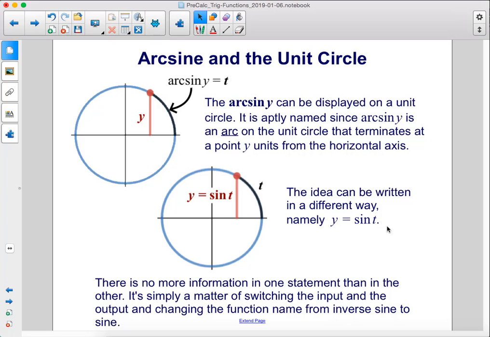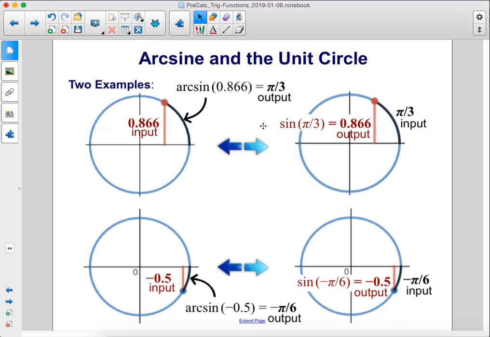There is no more information in one statement than in the other. It's simply a matter of switching the input and the output and changing the function name from inverse sine to sine. Here are two examples. Sine pi over 3 is 0.866, but you could also say arcsine of 0.866 equals pi over 3. Here we have sine of negative pi over 6 equals negative 0.5, and here we have arcsine of negative 0.5 equals negative pi over 6.